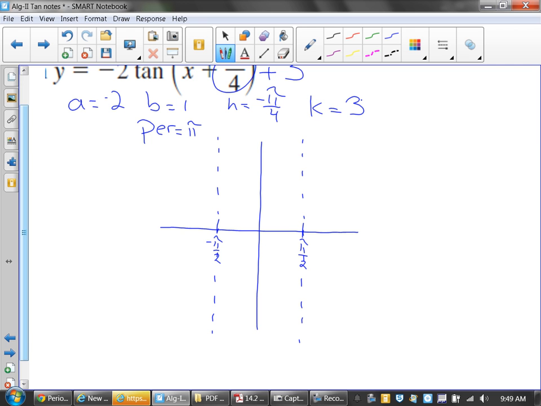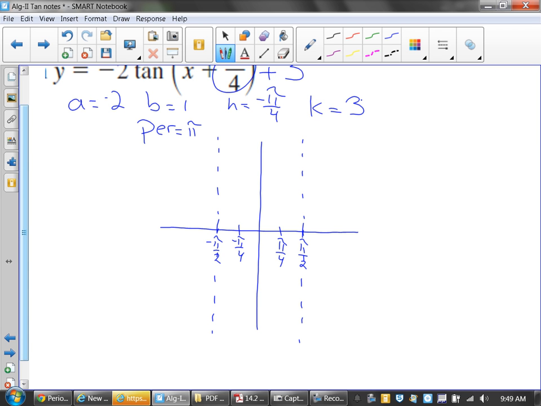I also know that my next important points are going to be halfway between pi/2 and 0, and -pi/2 and 0. Those are both at plus and minus pi/4. My A value is -2.